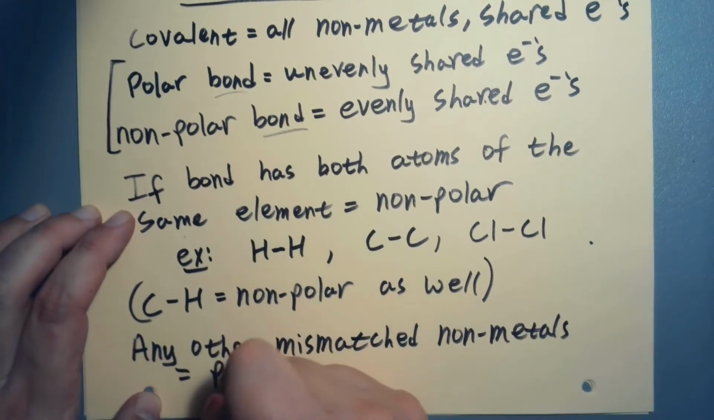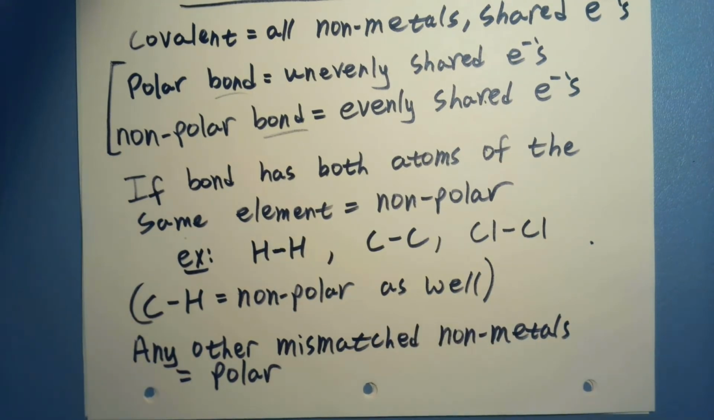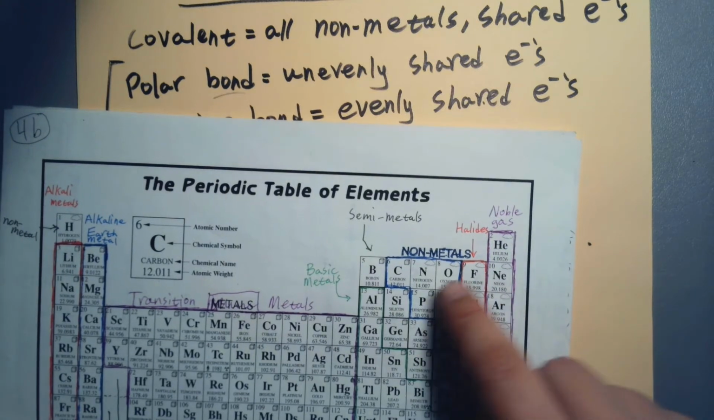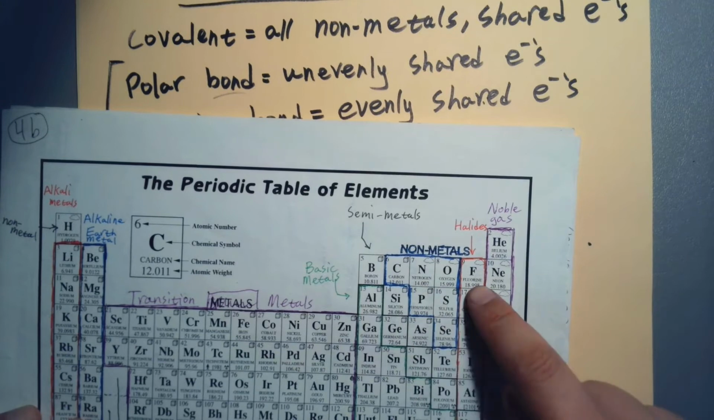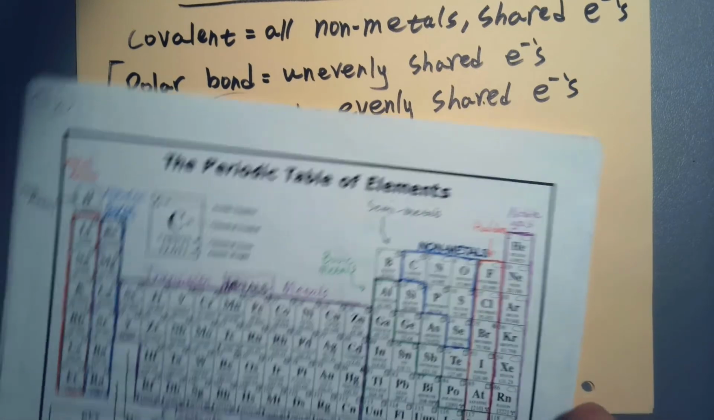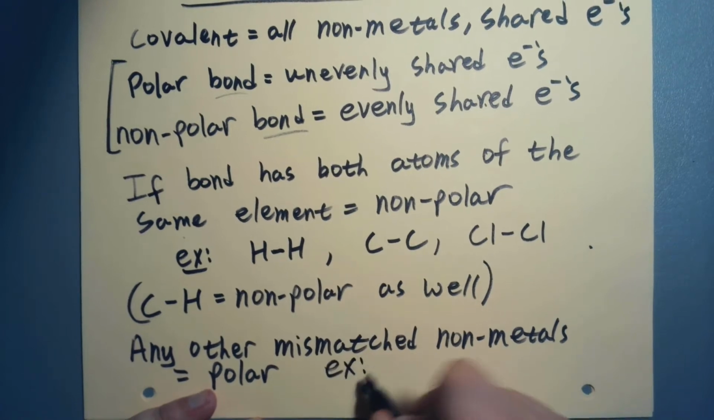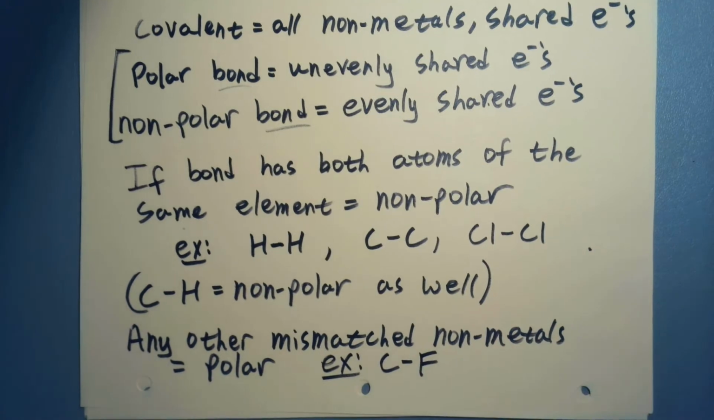Well, that's going to be polar because you have a mismatched electronegativity. So for example, if I have fluorine bonded to carbon, they don't have the same electronegativity. Fluorine is going to be more electronegative than carbon. That's going to be polar.